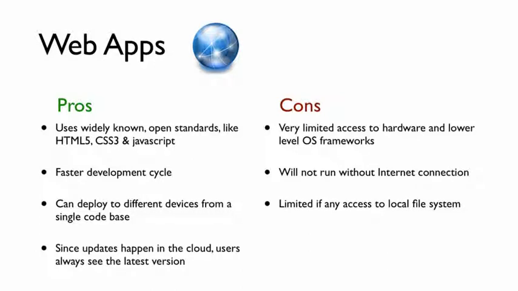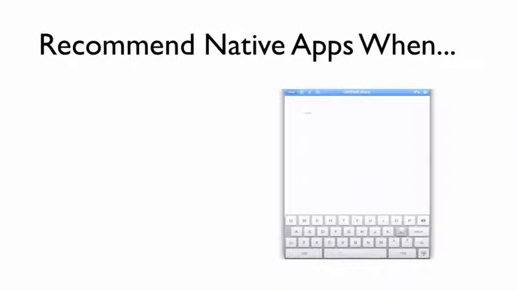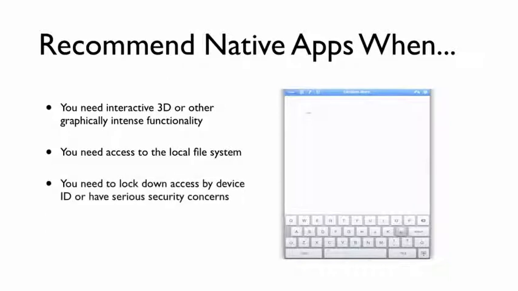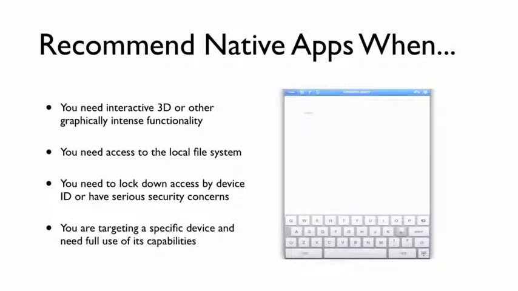So let's talk about when you would recommend one over the other. If your client needs 3D or something with serious processing power, a native app is the way to go. The same is true if you need access to the local file system or if you only want very specific people or even specific devices to access the app. The other reason you might want to go native is if you're targeting one specific device and you want to really milk every capability it has.